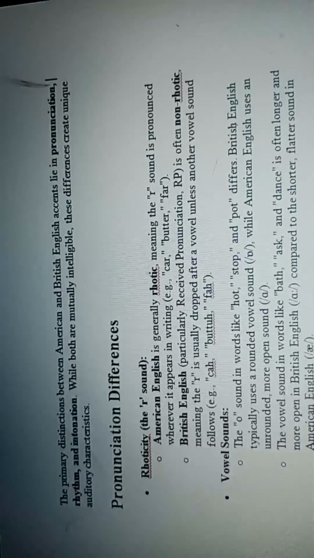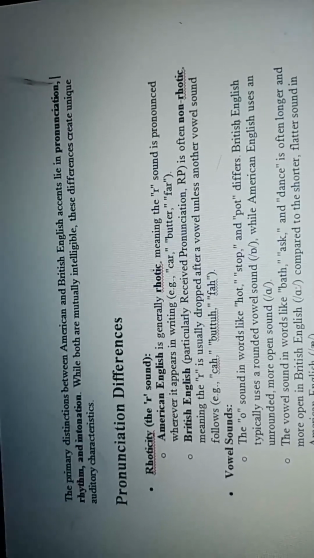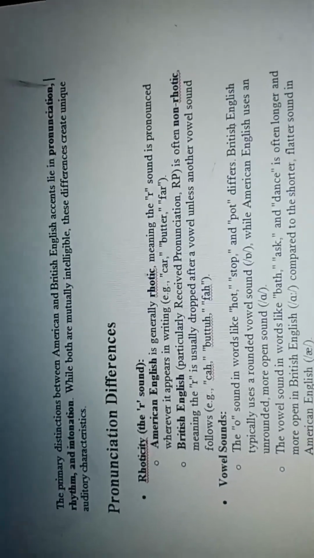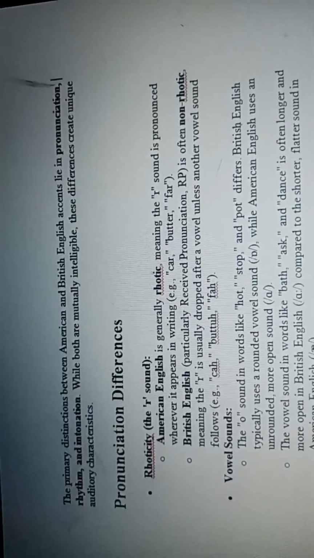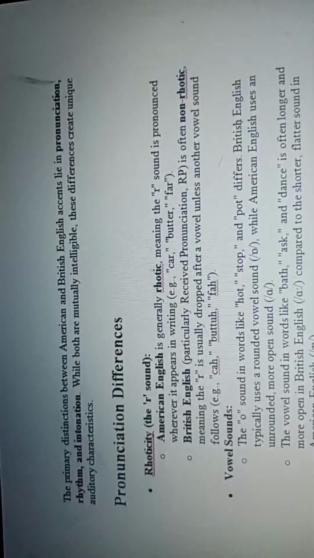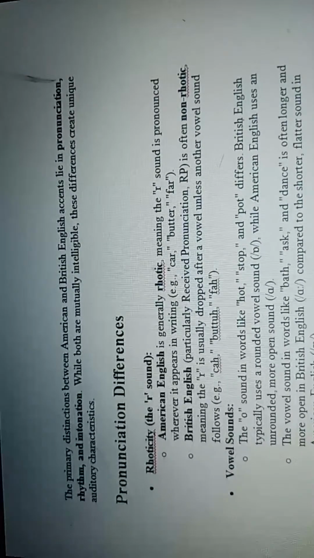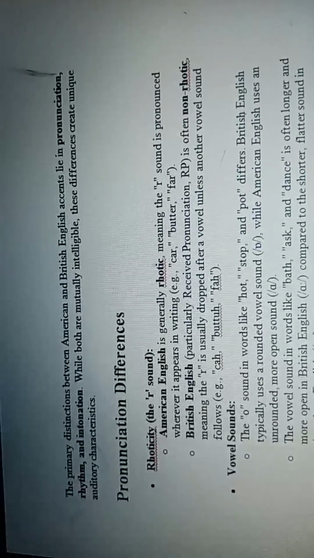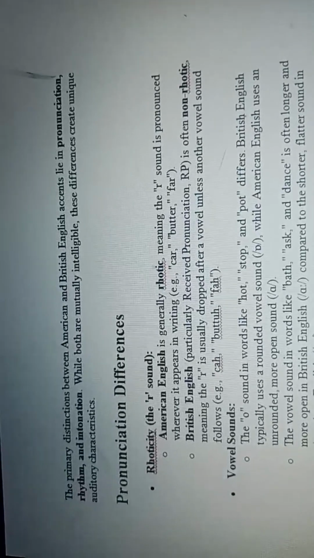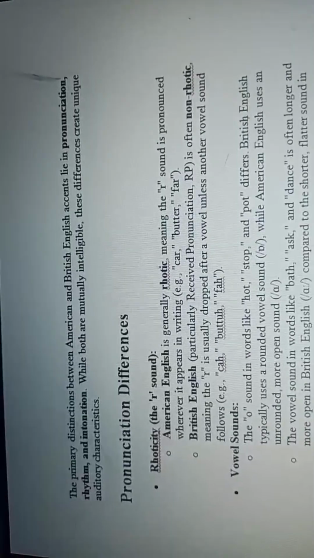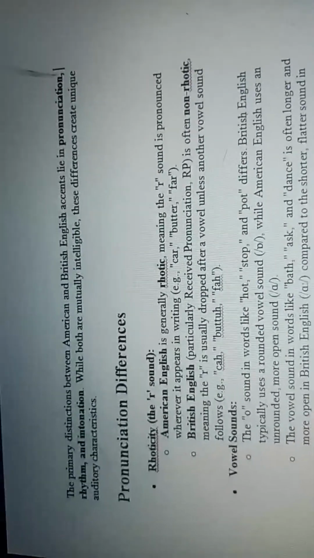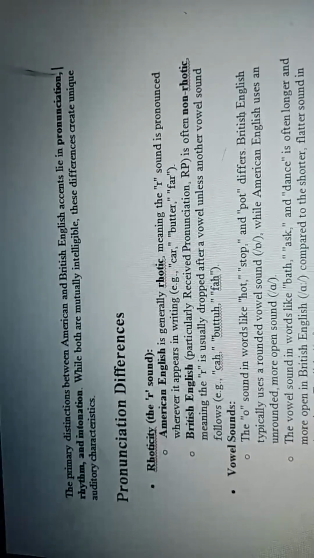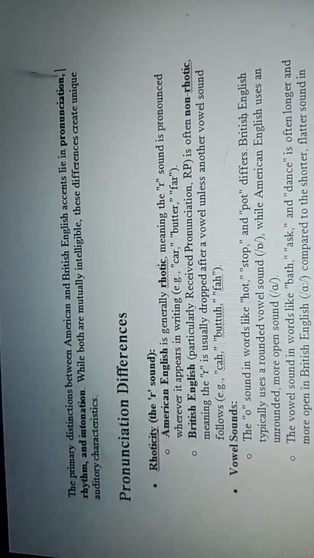Accents in American and British English. The primary distinctions between American and British English accents lie in pronunciation, rhythm, and intonation. While both are mutually intelligible, these differences create unique auditory characteristics.